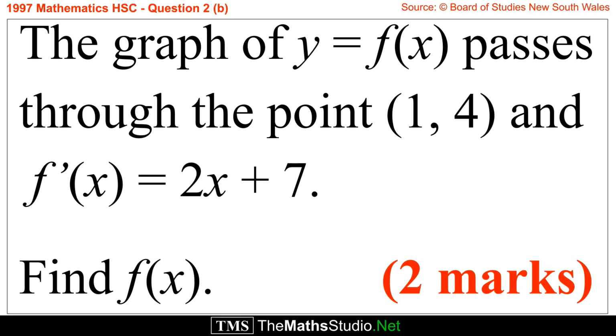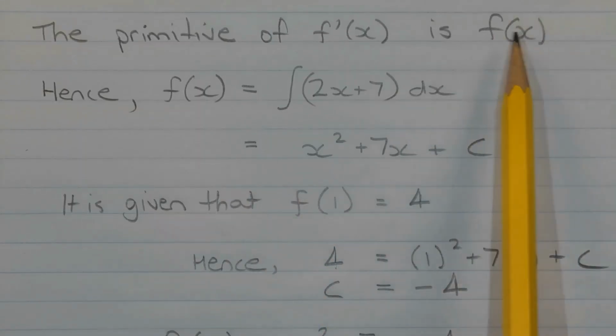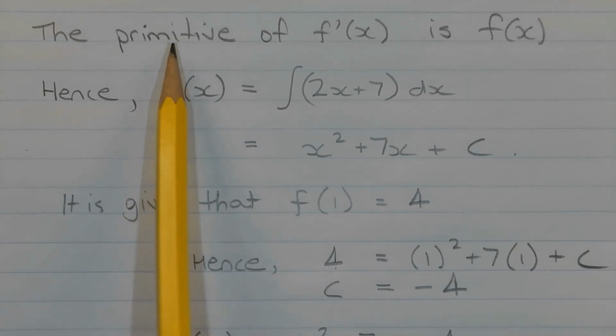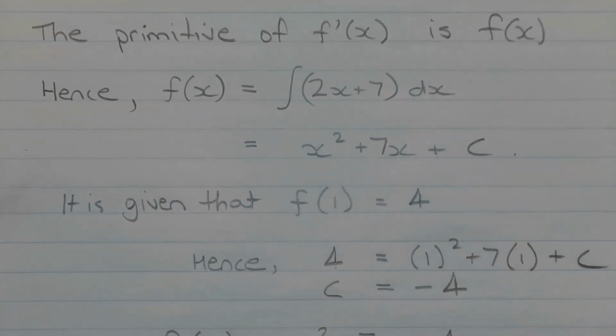Question 2, Part B. The graph of y equals f of x passes through the point (1, 4) and f dash of x equals 2x plus 7. Find f of x. If the derivative of f of x is f dash of x, then the antiderivative or the primitive of f dash of x is f of x.